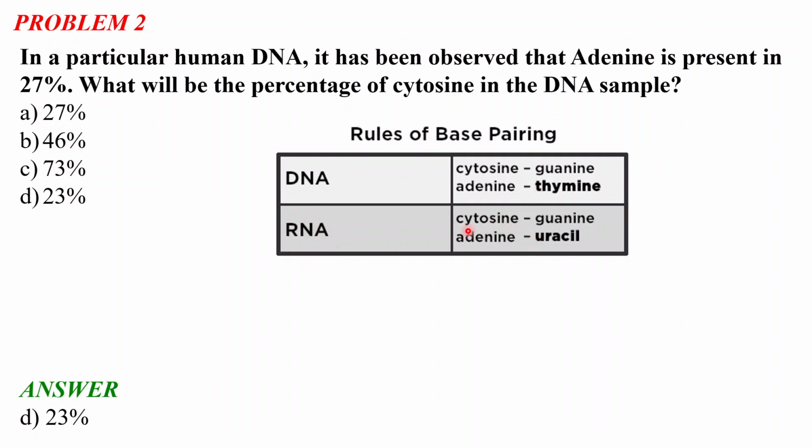In case of RNA, cytosine binds with guanine, there is no change, but adenine binds with uracil. Okay, and here also the number of hydrogen bonding is 3 in the cytosine and guanine pair, and 2 in adenine and uracil. So in DNA, cytosine has 3 hydrogen bonds with guanine, and adenine has 2 hydrogen bonds with thymine. In case of RNA, cytosine has 3 hydrogen bonds with guanine, and adenine has 2 hydrogen bonds with uracil. Okay, so this is the rule of base pairing, and this is the hydrogen bond.